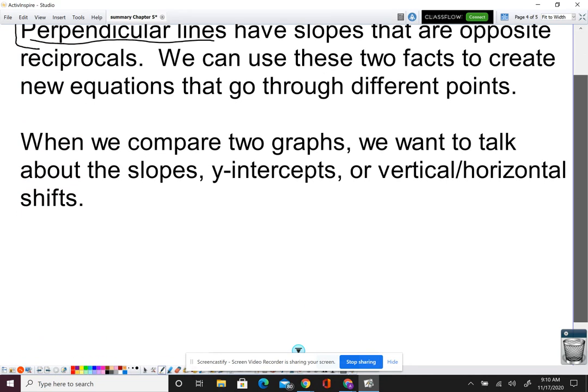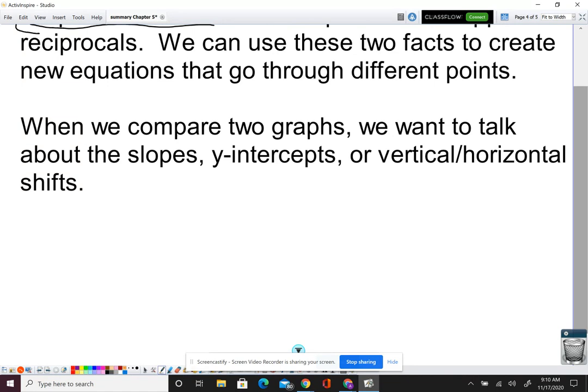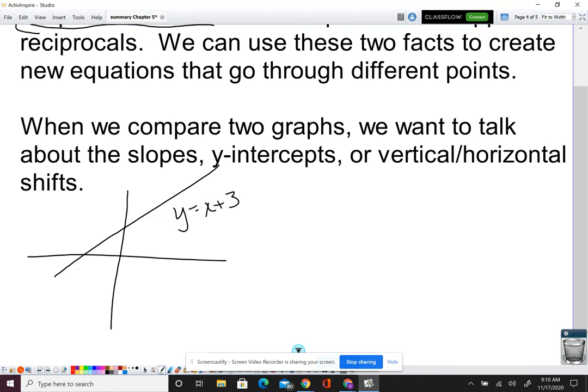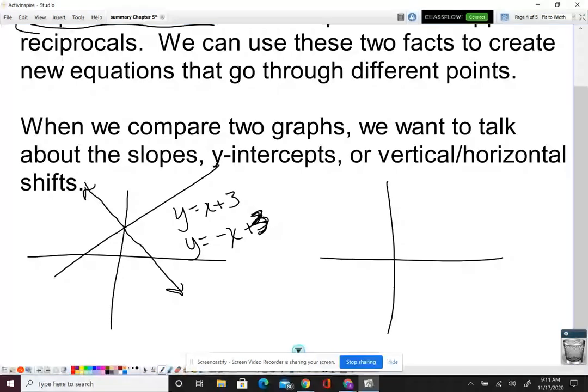The last thing we talked about in this chapter is comparing 2 graphs. So if I graph the line y equals x plus 3 and the line y equals -x plus 3, you would talk about those 2 lines as having opposite reciprocal slopes. So those lines are perpendicular to each other. They have the same y-intercept.